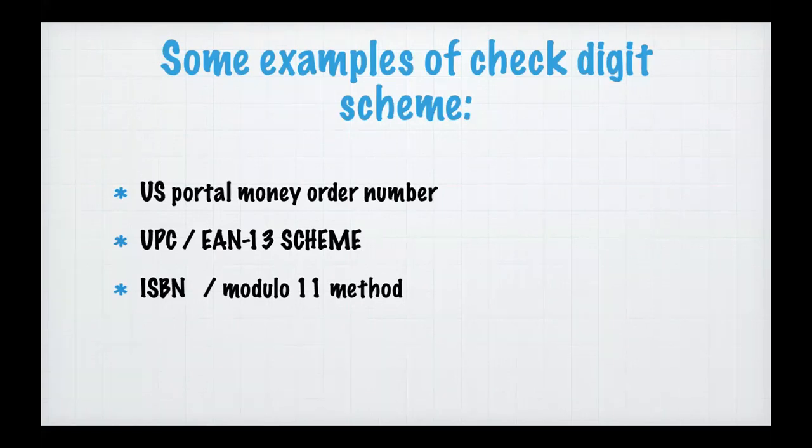So the next one is the ISBN, or the modulo 11 method. ISBN stands for International Standard Book Numbering. All books have a 10-digit ISBN associated with them, which is usually printed on the back of the cover.